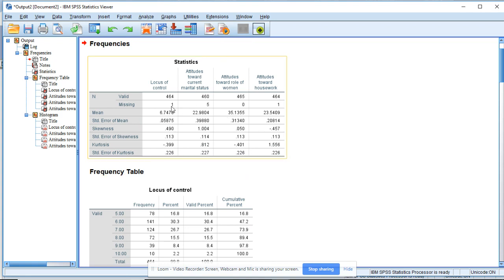So it actually shows us our missing data right here. And we could use this instead of splitting the file, or we'll have to split the file to look at some things. But we could just go ahead and find our missing data right now. I guess part of the problem is, if we were to just delete this missing data, like, okay, we got 5 missing on attitude towards current marital status. If we just deleted that without looking into it further with the file split, we wouldn't know if all of those women were in the same group. And if they are all in the same group, it might make a difference.